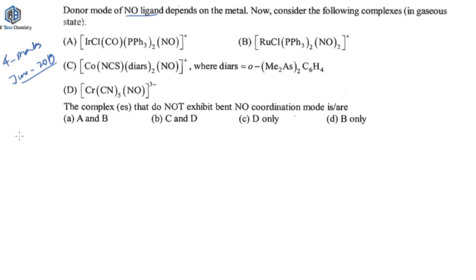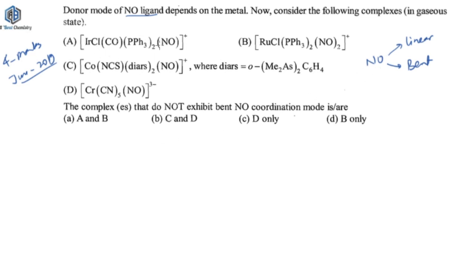Now before starting it, the basic thing which you need to know is that NO is a ligand which can be present in two modes. One is your linear mode and the other one is bent mode. Okay, so these are two modes of binding. These are called the two binding modes of NO ligand.